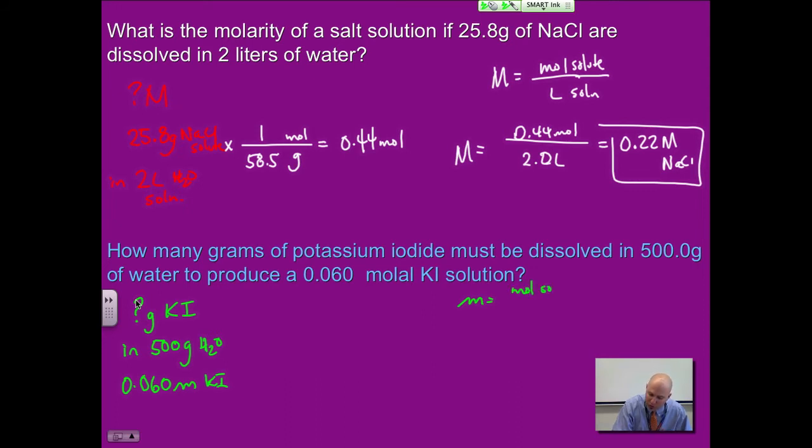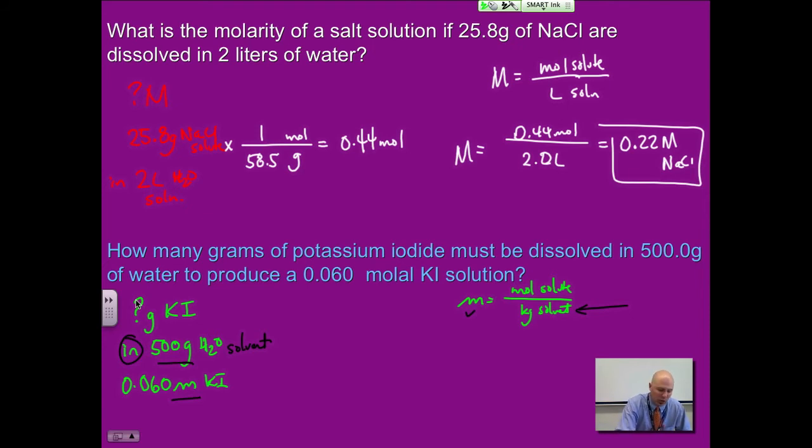Okay, so again, notice I'm using the molality formula this time. Moles of solute per kilogram of solvent. Again, moles of solute is on the top for both of these. All right, now notice I'm asking for how many grams. I'm giving you the solvent. Notice, see how it says in. So this right here is my solvent, and this is my molality. So I'm giving you these two.